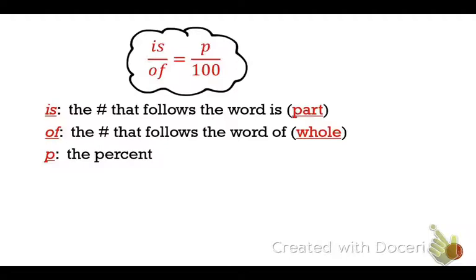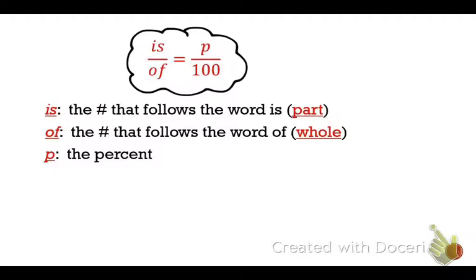The next one, of, is the number that follows the word of, and that's going to be the whole of something. And then finally the P stands for the percent, which makes sense because percent starts with a P. Okay, so make sure you've got all that in there. Once again, make sure is over of equals P over 100 is in that cloud at the top.